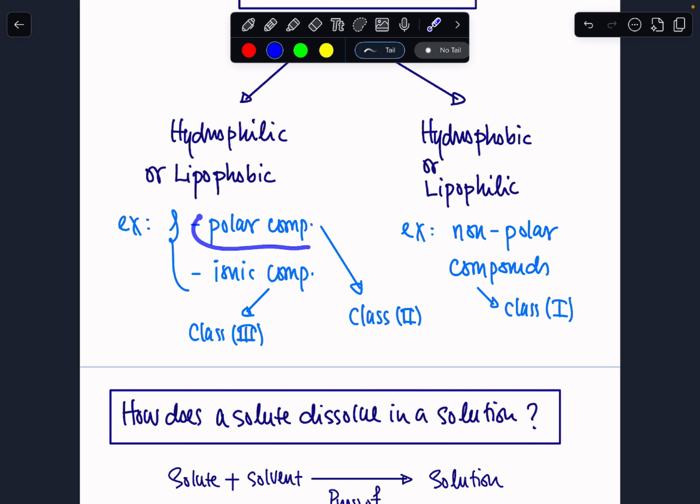Let's call polar compounds in this class 2. Let's call ionic compounds class 3. And then class 1 compounds would be all hydrophobic or lipophilic. Essentially, those are all of our non-polar compounds.